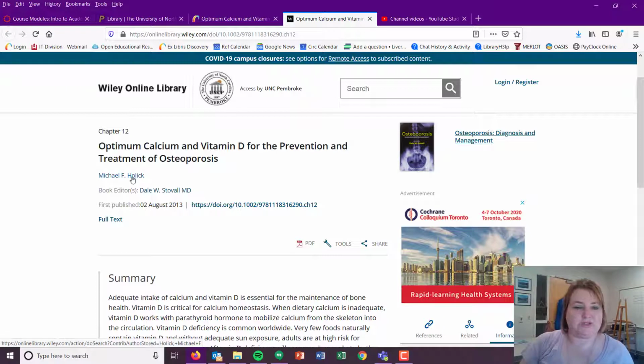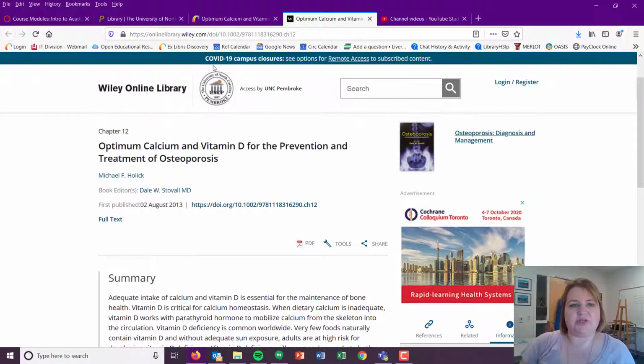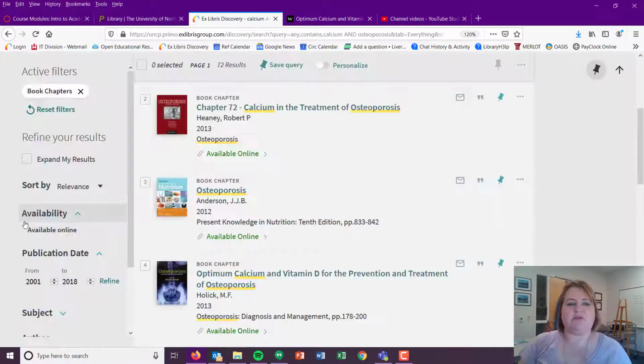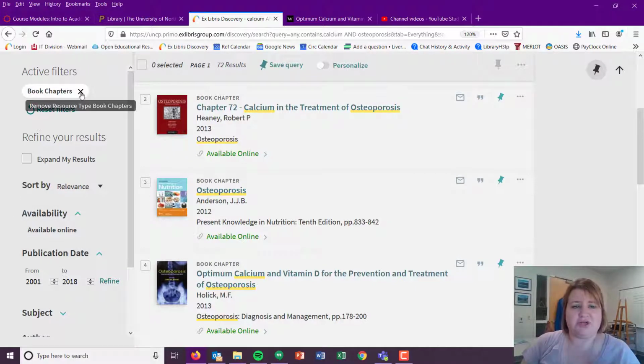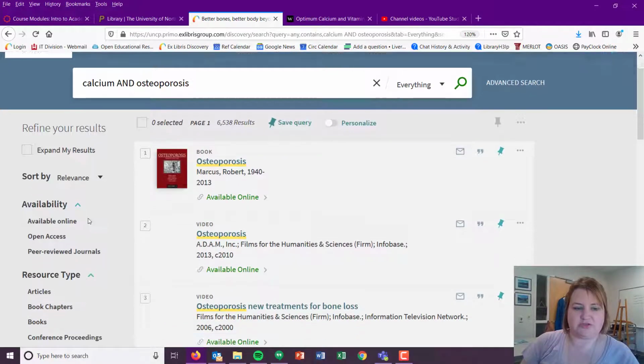written by Michael Holick, which comes out of Osteoporosis Diagnosis and Management. So this is something that could be read on its own. So you see a lot of those coming out with Primo. If you limit to book chapters, lots of times they can bring you really great academic scholarly information. So adding book chapters. If you want to remove a limiter, you just go up to the top here to active filters and press X, and that takes away that limiter and goes back to your original search results.